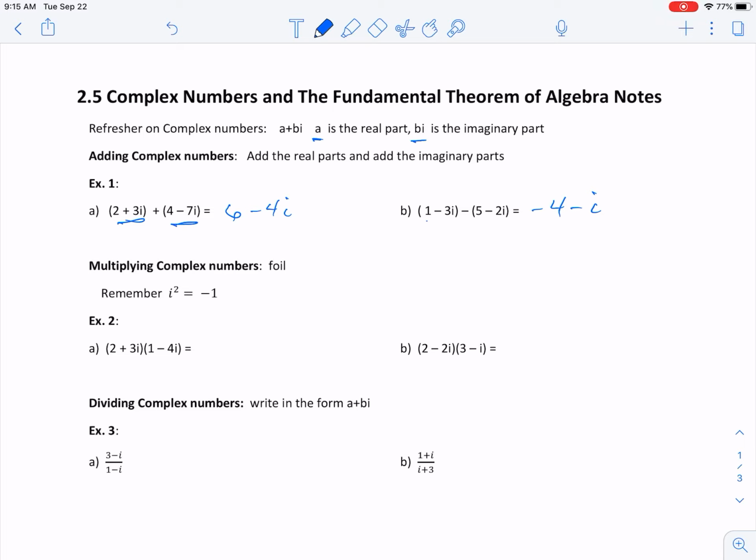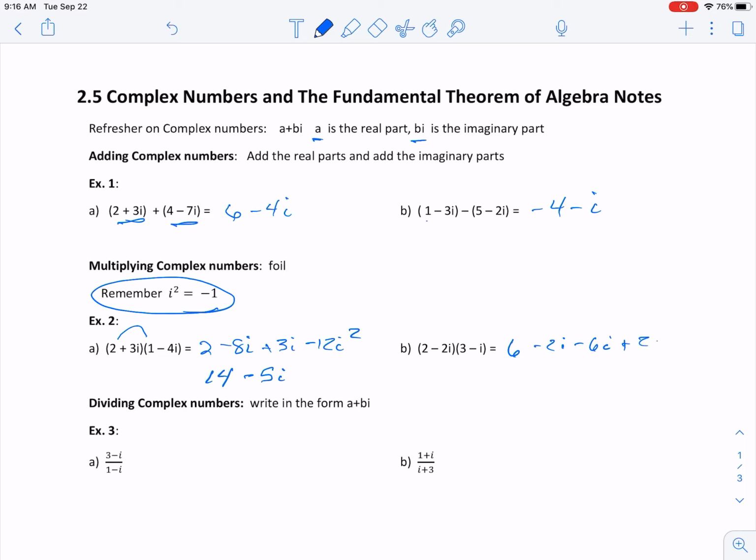Multiplying, you FOIL. So I'm going to multiply here, and you get 2 minus 8i plus 3i minus 12i squared. Then you combine your imaginary parts and get negative 5i. Remember, right here, i squared is negative 1, so this is negative 1 times negative 12 is positive 12, plus 2 gives you 14.